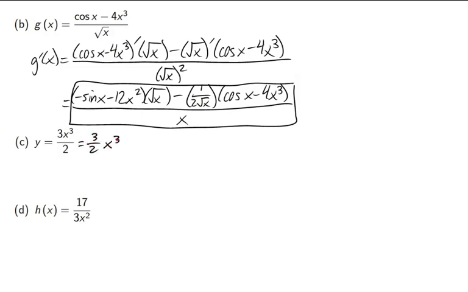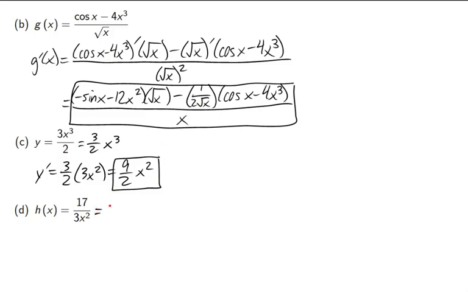These are the same thing. 3x cubed over 2 is the same thing as 3 halves x cubed. So really, if I want to do y prime, I just simply keep the 3 halves in front. The derivative of x cubed is 3x squared, and I get 9 halves x squared. Done already. Didn't need the quotient rule.